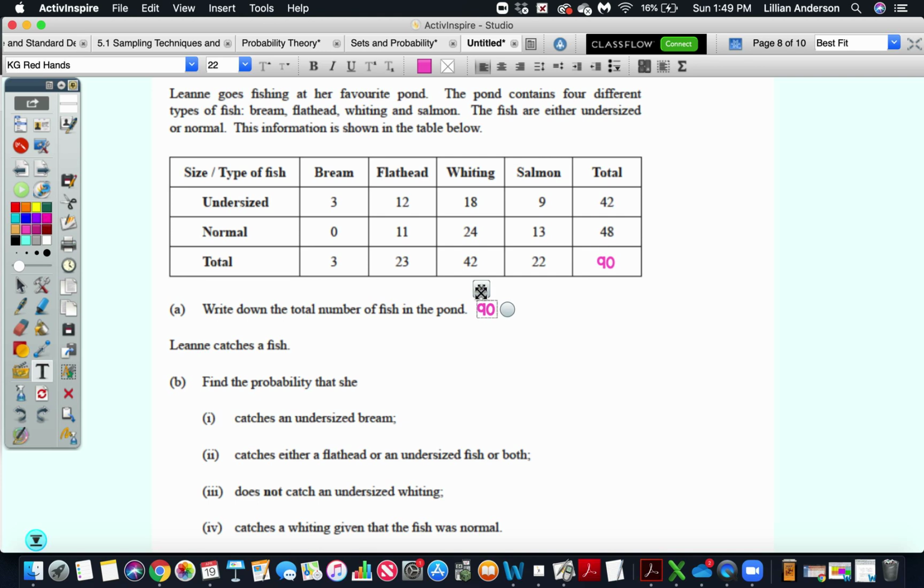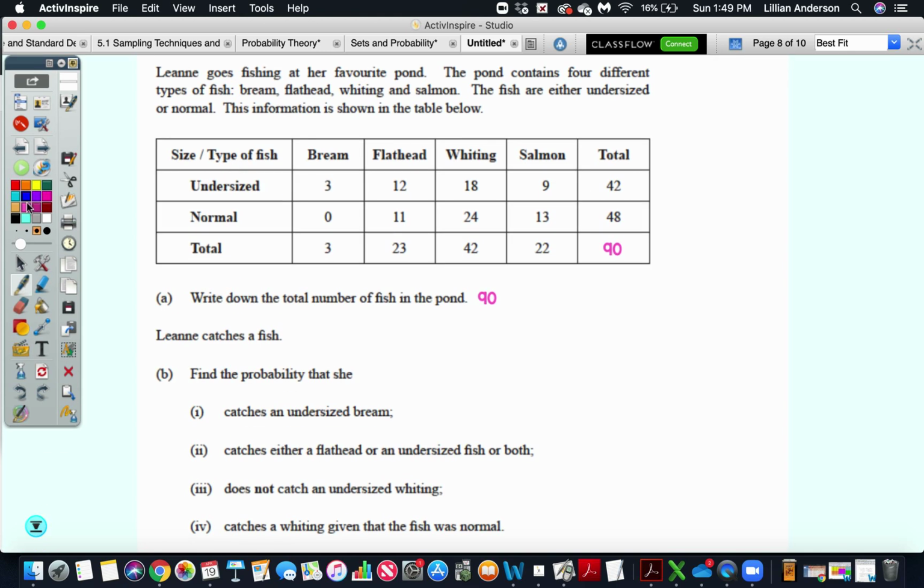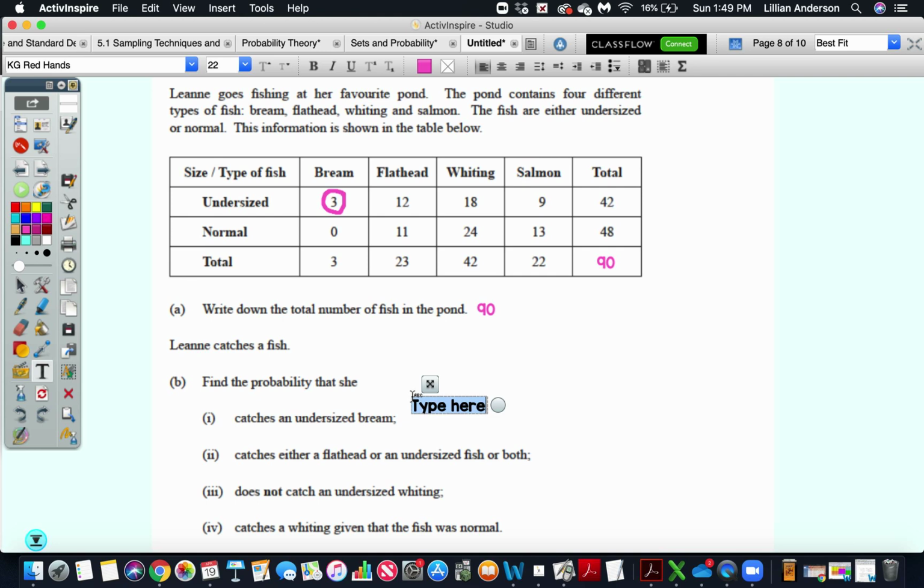Now, Leanne catches a fish. We're going to find the probability that she catches an undersized bream. So how we do this, we go to the table and locate: here is undersized, here is bream. That point is 3. There were 3 undersized bream. So that's going to be 3 out of 90, which does reduce down to 1 over 30. So our final answer is 1 over 30.